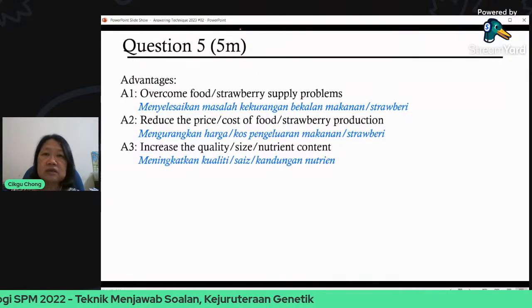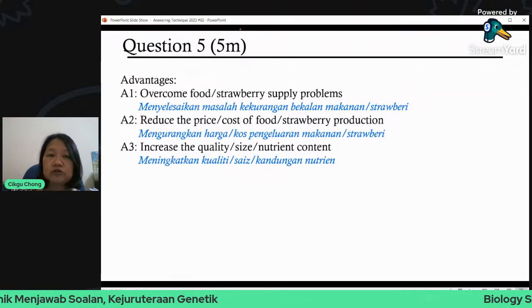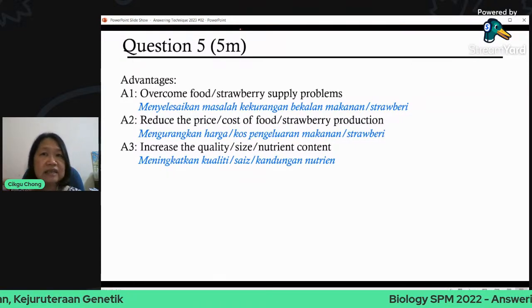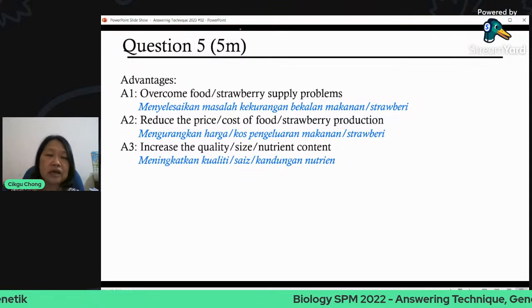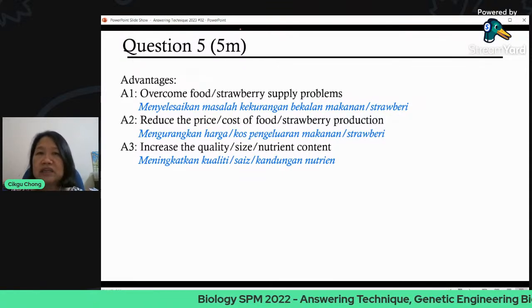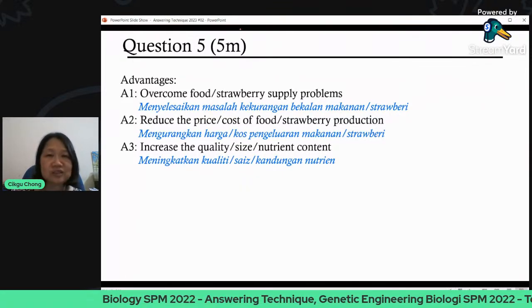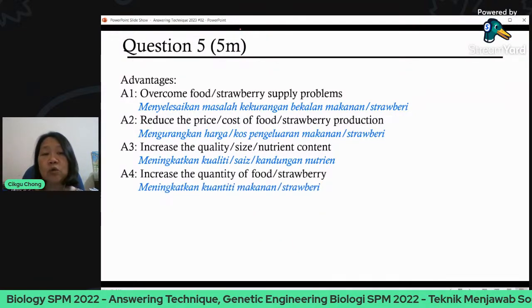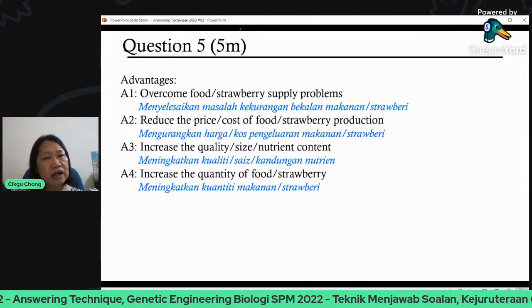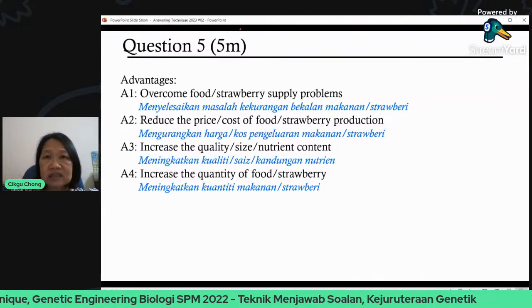Increase the quality, of course, of bigger size, sweeter, nutrient content, maksudnya kandungan gula tinggi, mungkin dia masak cepat, okay? Everything is good about it. Now just think of all the good things that you want in a fruit. Everything that is good in a fruit, okay? Increase the quantity, bilangan akan bertambah. Jadi quality bertambah, quantity maksudnya bilangan.